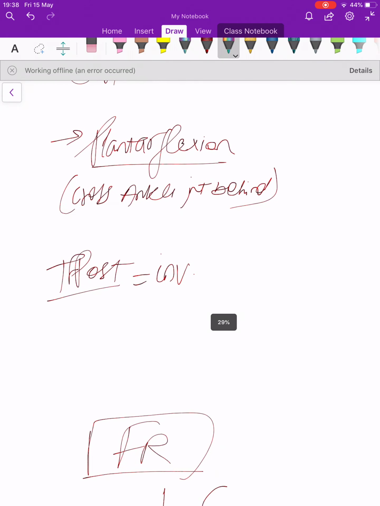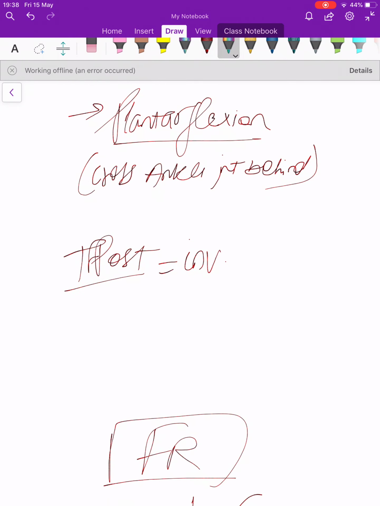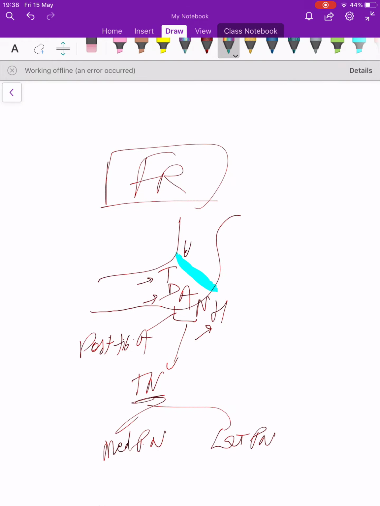Next is the tibialis posterior. The tibialis posterior will cause inversion. Both the tibialis anterior and the tibialis posterior will cause inversion, right? Then we can talk about the flexor retinaculum.